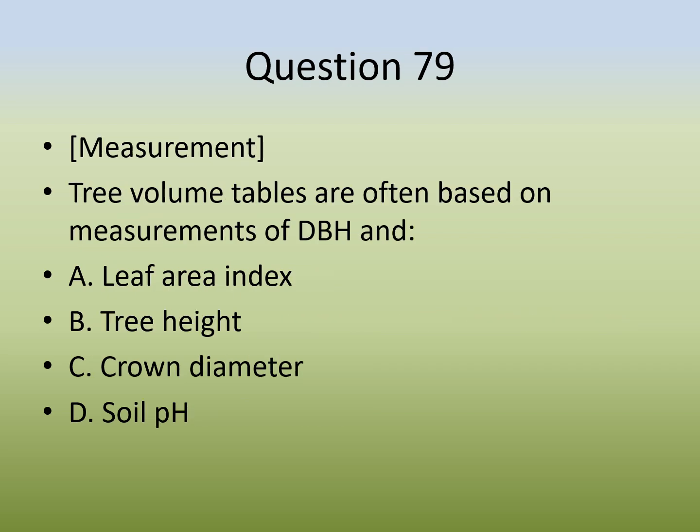Tree volume tables are often based on measurements of DBH and A. Leaf area index. B. Tree height. C. Crown diameter. D. Soil pH. The answer is B. Tree height.